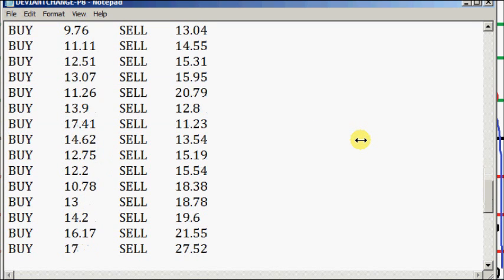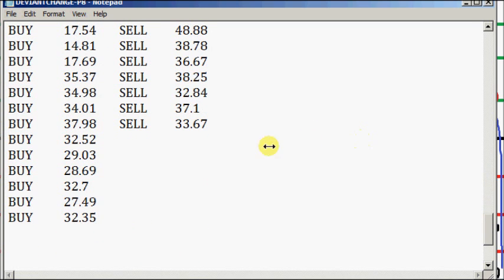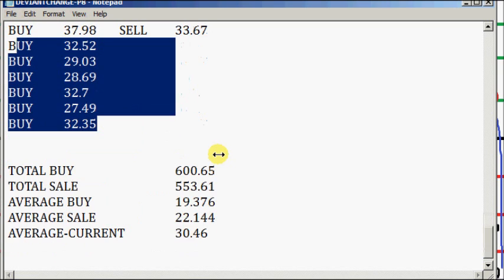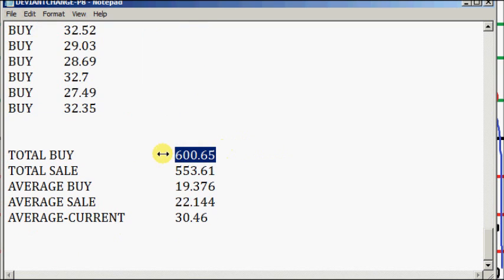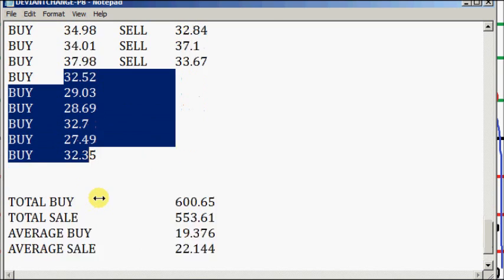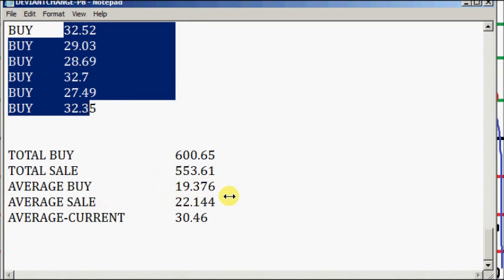This is how it would work out with 6 positions still open. That means your total buys were 600, your total sales were 553, the average buy 1937, average sale 2214, and the average of current levels here would be 3046. Obviously, as far as the game is concerned, it does extremely well.